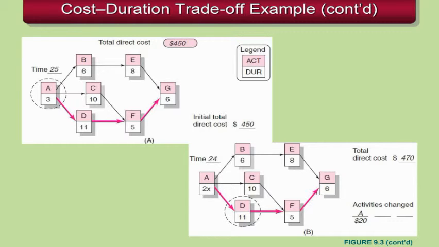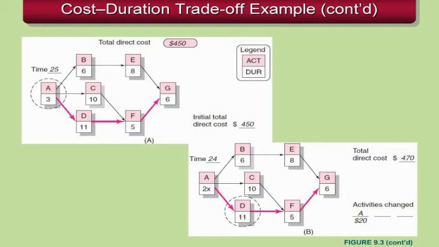So if we're going to go through and crash this project, we're going to look for the lowest cost activity on the critical path, reduce that one. That will give us a total project time reduction of 1 day, and we'll check and make sure no other paths have been affected and turned critical, and then we'll repeat until we hit a crash point.